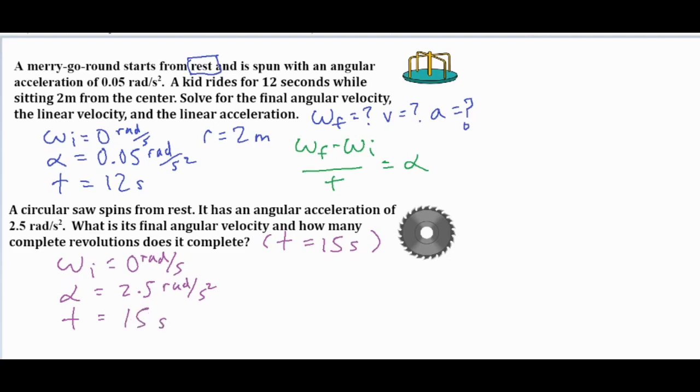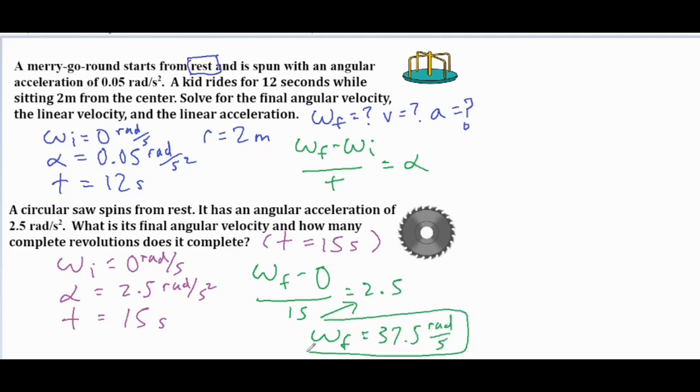All right, now let's find the final angular velocity. If we want the final angular velocity, we can use the same formula we used a little bit earlier, the one in green right over here, because we have everything we need. Let's work that one out first. We just multiplied both sides by 15, and we have an omega final value of 37.5 radians per second.